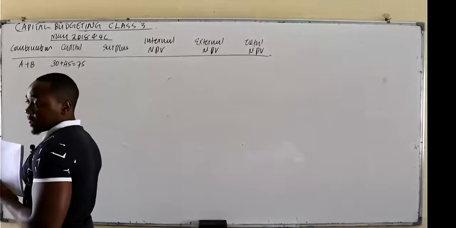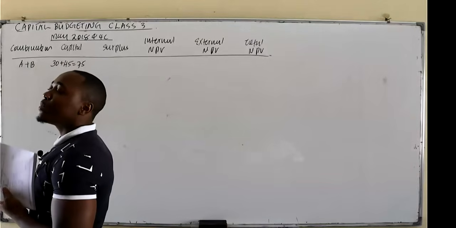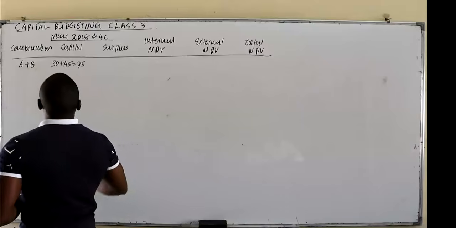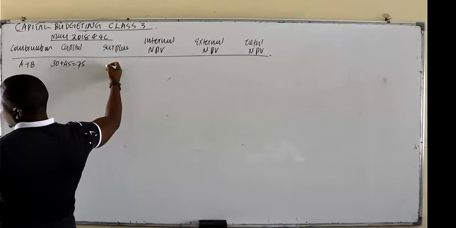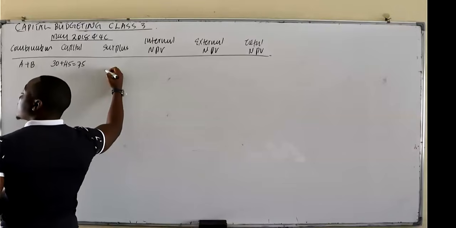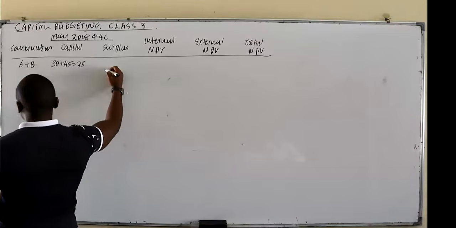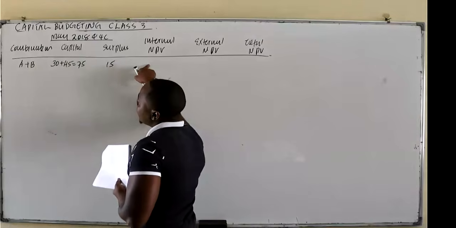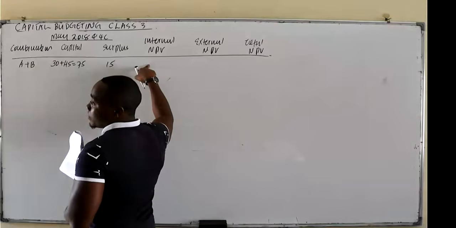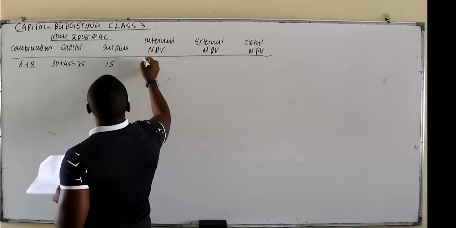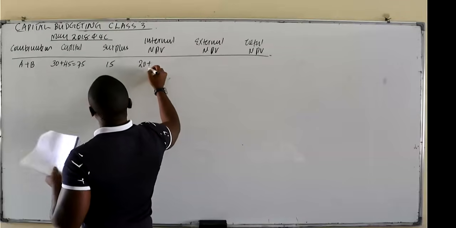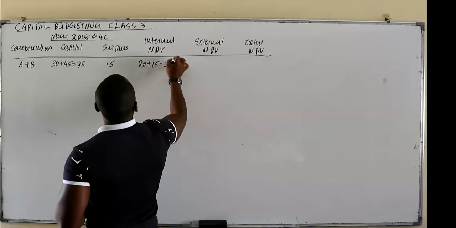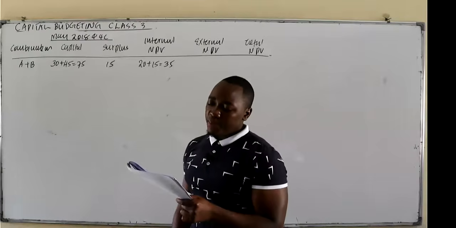But how much do we have as a company? 90. So how much will be the surplus? We get an amount of 15. Good. How much will be the internal NPV? Project A is giving you an NPV of 20. Project B is giving an NPV of 15. So the total is 35.